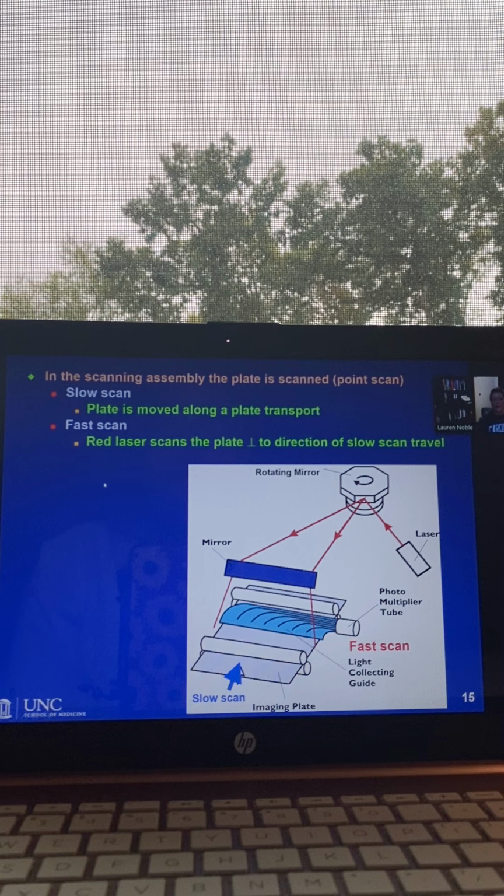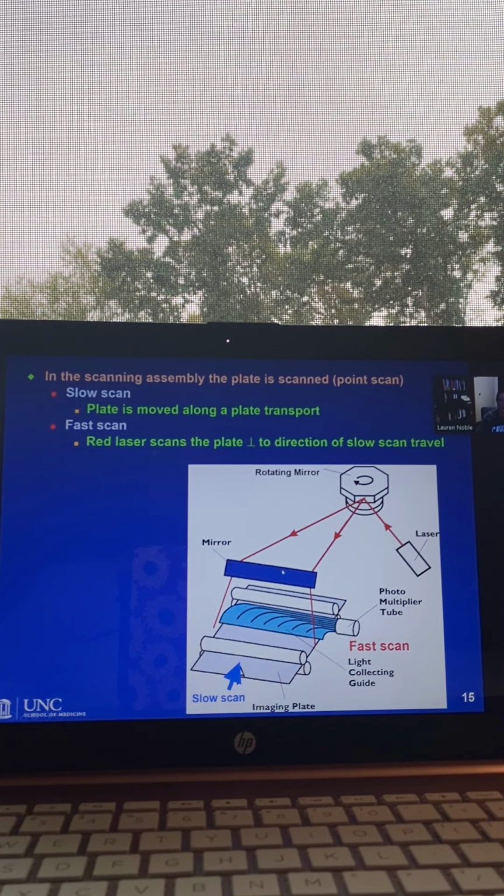Fast scan refers to the direction that the laser is scanning the plate. The laser scans the plate in a perpendicular fashion. It's showing you there's a laser off to the side. I told you that there's a mirror type of device in here. So here's one of the mirrors. A laser beam will bounce off this rotating mirror. It shoots the laser beam over here, and it reflects it down. The laser ends up scanning perpendicular to the plate.